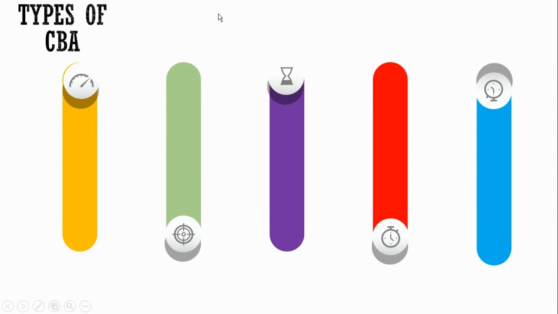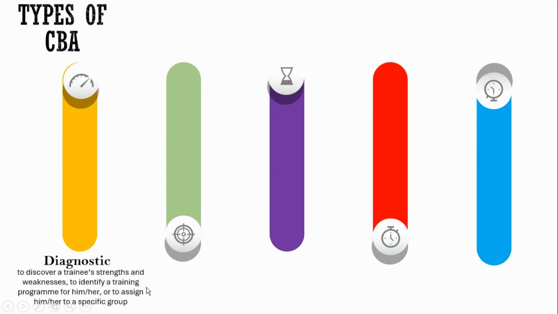So what are the types of competency-based assessment? It takes different forms. One, you can conduct diagnostic assessments, and this means you want to discover trainee strengths and weaknesses to identify a training program for him or her, or to assign him to a specific group. So pre-assessment is usually used if you want to understand a learner's weaknesses and strengths. Another type of CBA is formative, sometimes called assessment for learning.